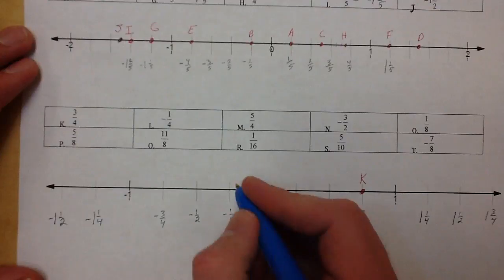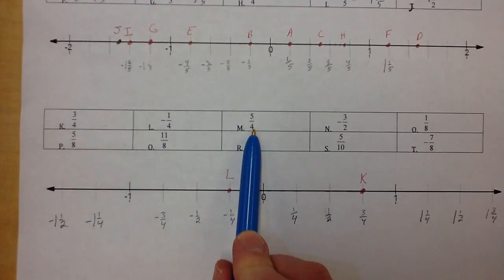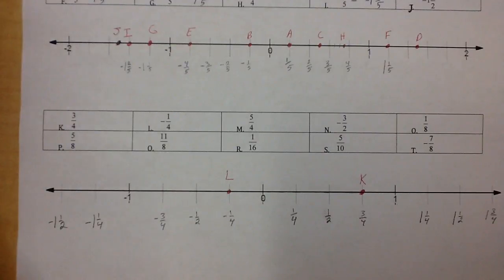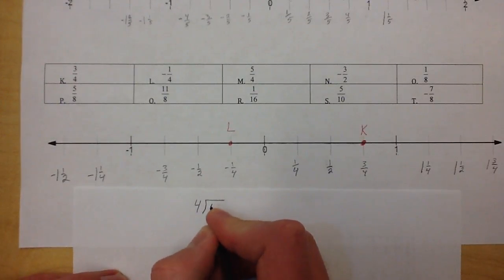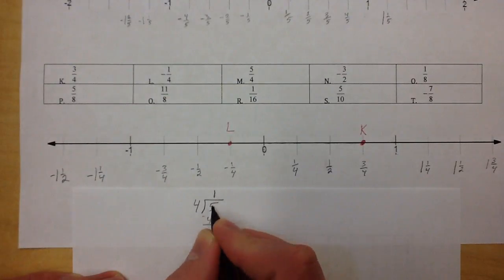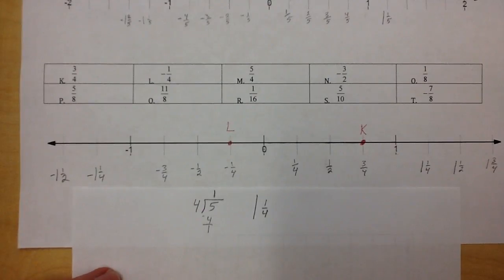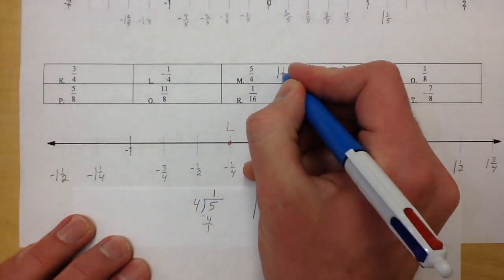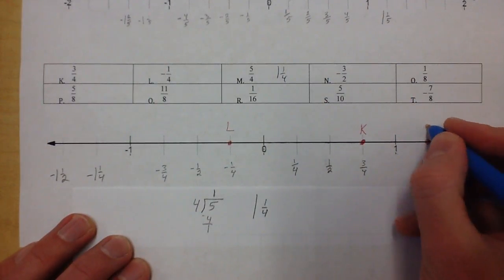-1/4 is point L. 5/4 is an improper fraction. Let's fix it. 5/4 is the same as saying, well, 4 goes into 5 one time. 1 times 4 is 4. We subtract and we get a 1. We have 1 1/4. And I believe we know where that is. 1 1/4, and that is right here. That is point M.